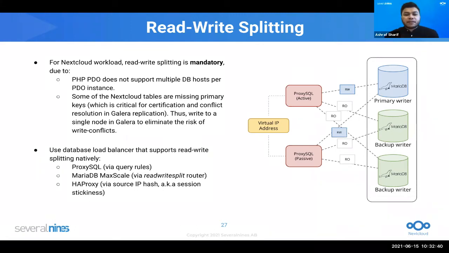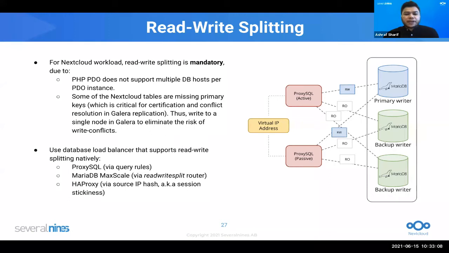Primary key is very important. It's very, very critical basically in Galera, because Galera uses the primary key as an identifier to certify write sets and make sure the rows it modifies are not conflicting with other write sets. So to eliminate the risk of multi-writer conflicts, we have to redirect all writes to one node at a time, as highlighted by the blue icons.